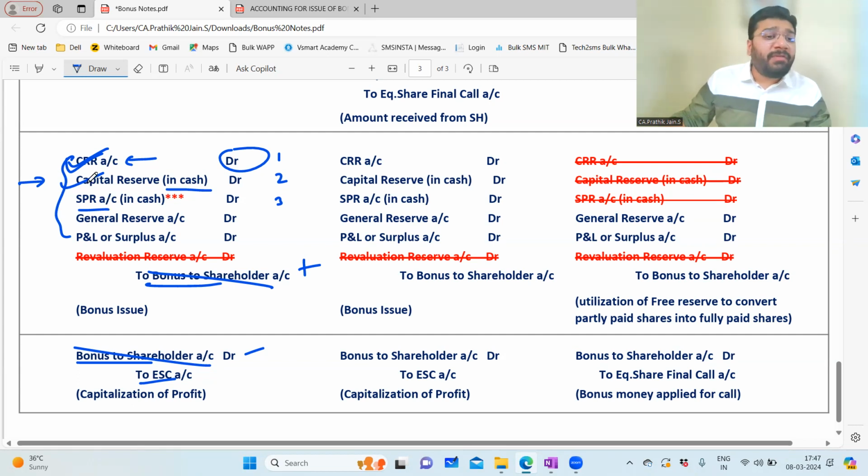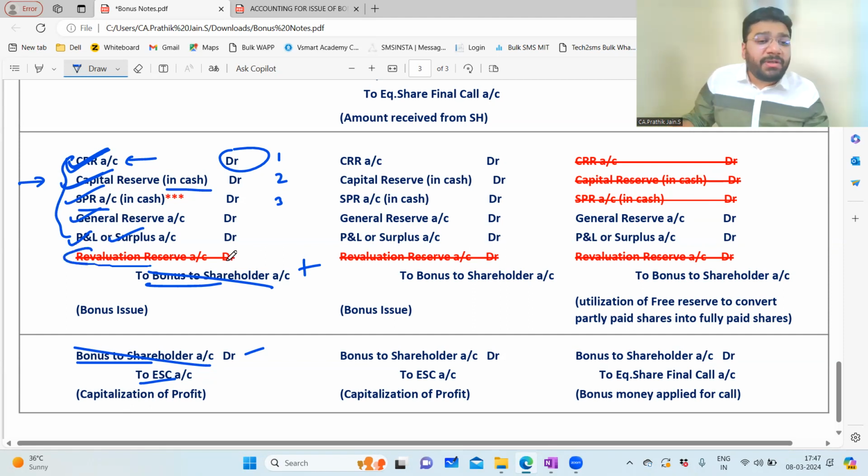Fourth rank is what? Once you have exhausted CRR, capital reserve, SPR, and still you need more money for bonus issue, then you look up to free reserve. In free reserve, what is the first rank? General reserve, P&L, and surplus. So this is the order in which you will deplete the reserves one by one.